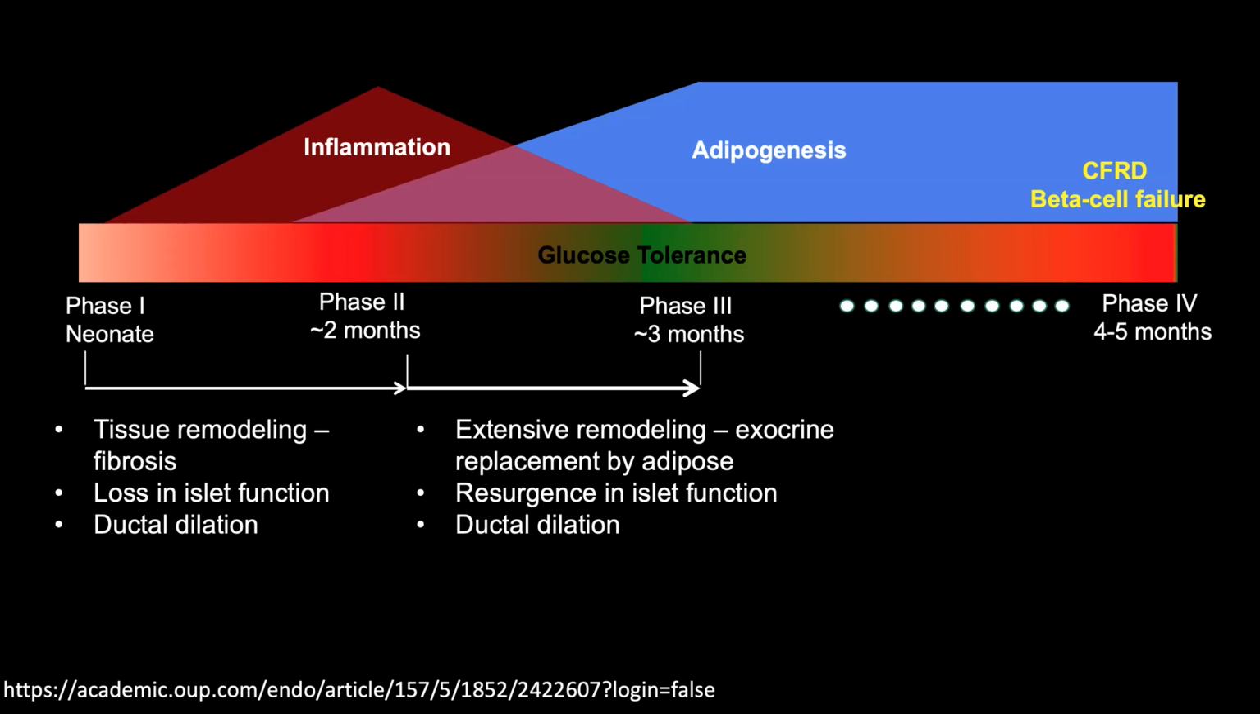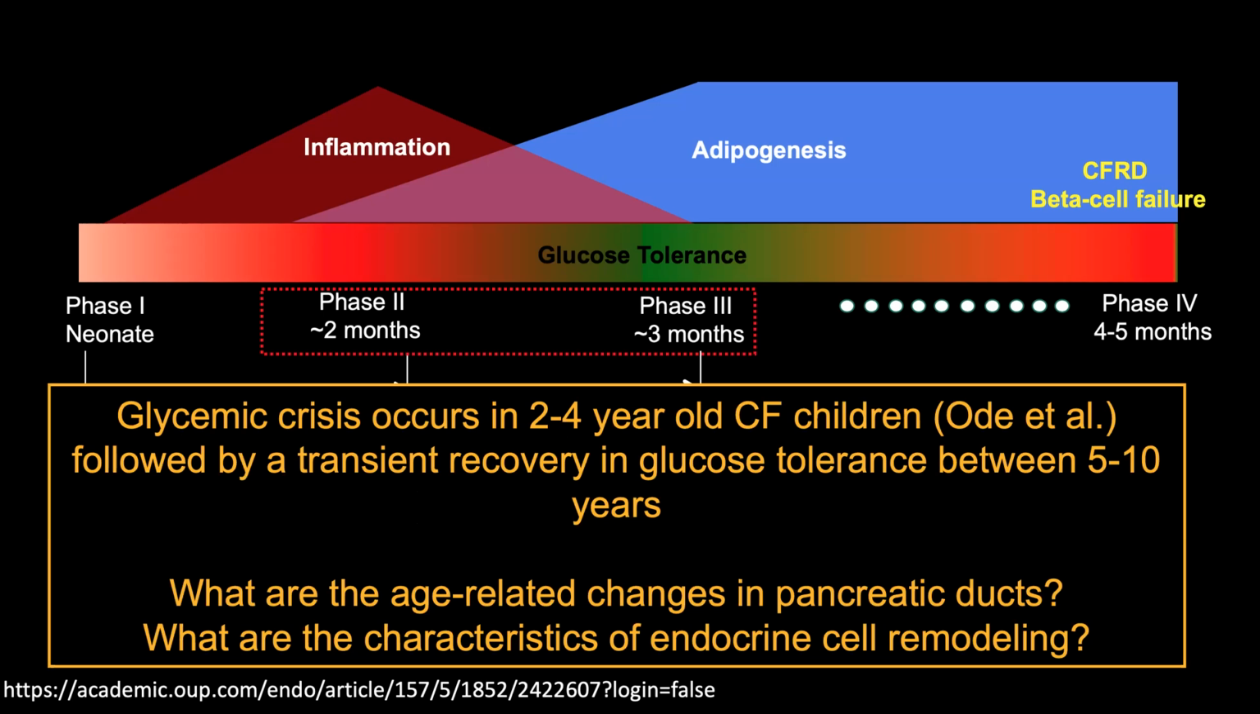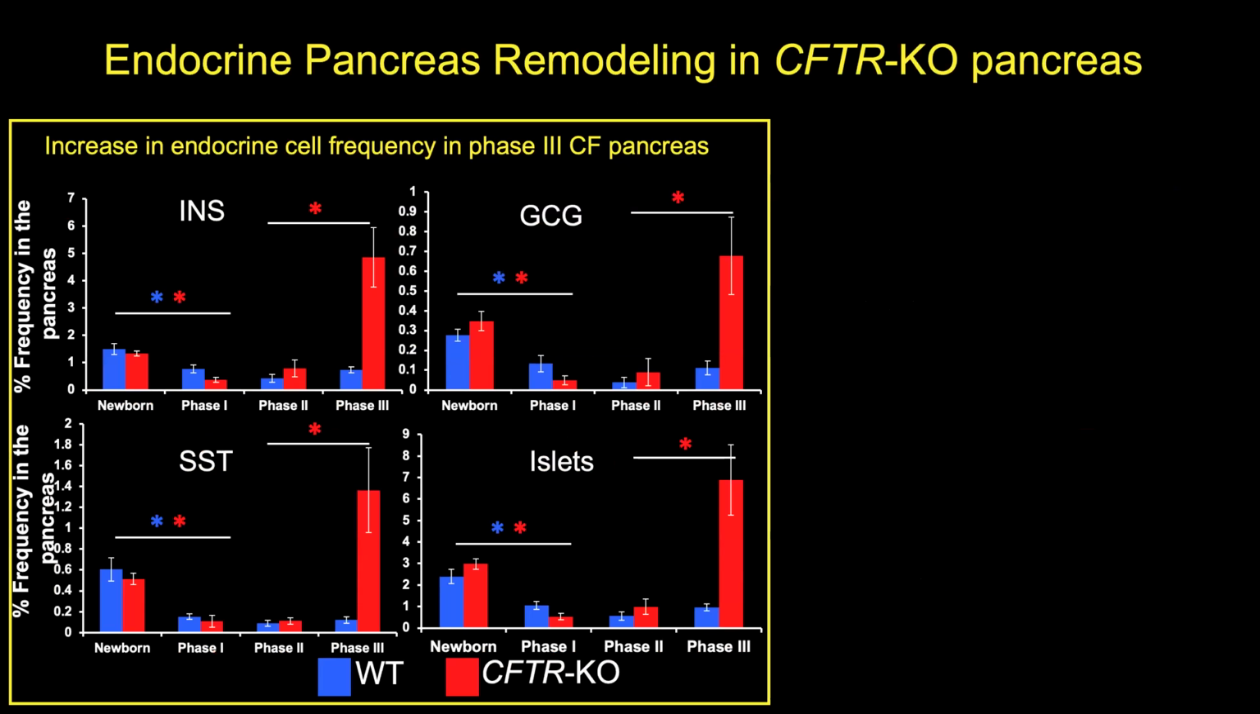Hence, we focused on characterizing alterations in pancreatic duct and endocrine cells during the glycemic crisis period preceding the recovery, and up until the recovery phase, which is between phase 2 and phase 3.